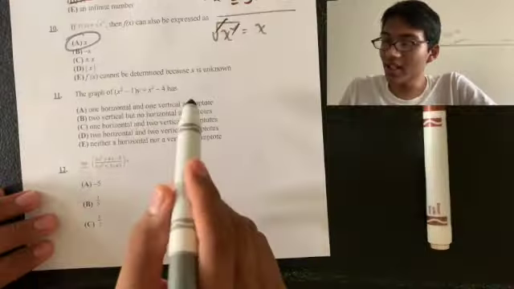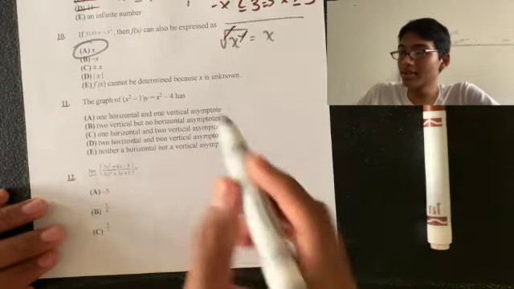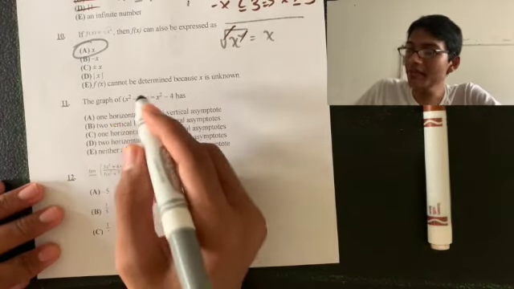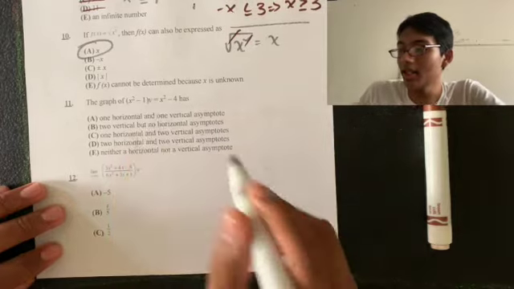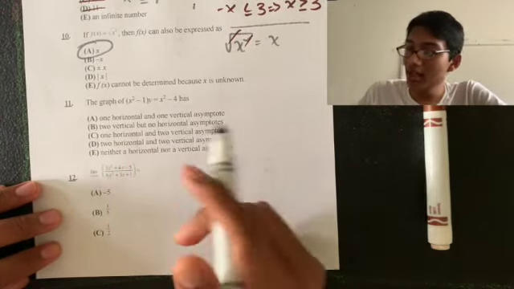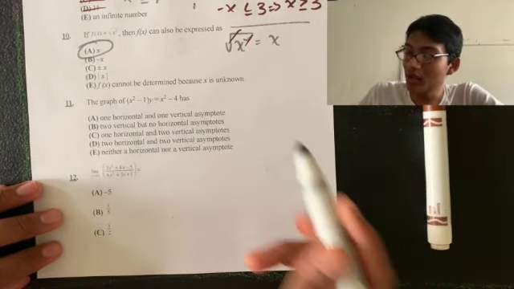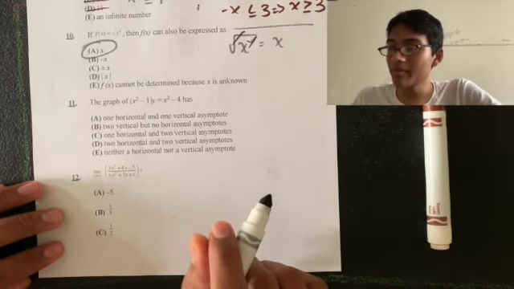Take a look at the next 5 questions from the SAT math subject test. So here I've got question number 11. So let's take a look. The graph of (x squared minus 1) times y equals x squared minus 4 has the following qualities, and we have to find out which one of them is correct.